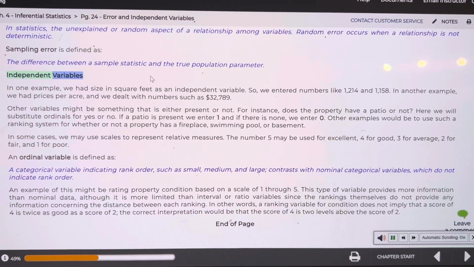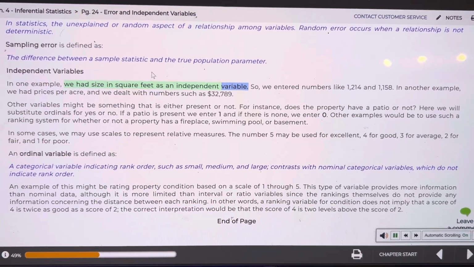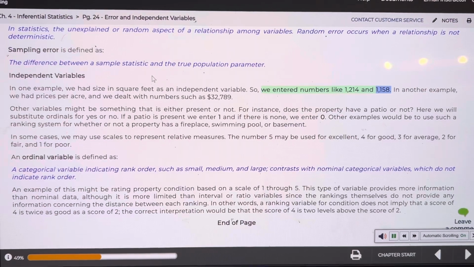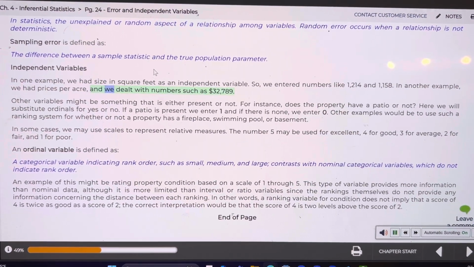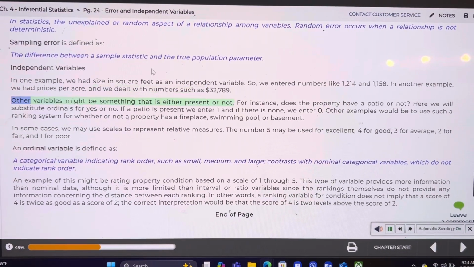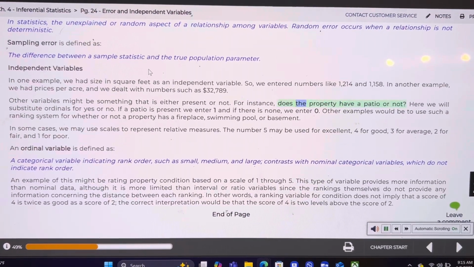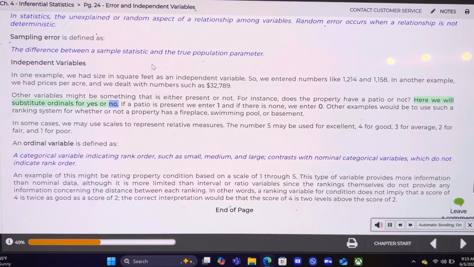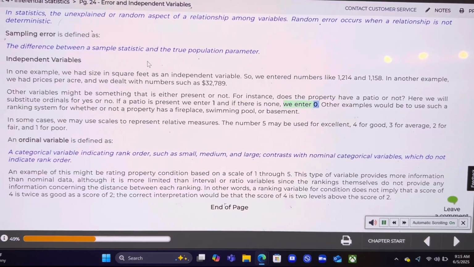Independent variables. In one example, we had size in square feet as an independent variable. So, we entered numbers like 1,214 and 1,158. In another example, we had prices per acre, and we dealt with numbers such as $32,789. Other variables might be something that is either present or not. For instance, does the property have a patio or not? Here we will substitute ordinals for yes or no. If a patio is present, we enter 1, and if there is none, we enter 0.